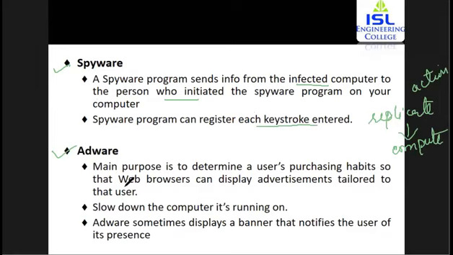Whereas adware programs identify the user's purchasing habits. Normally, when you search for a particular item on Amazon or a normal Google search, every time you browse you get pop-up ads that show you the things that you have searched. This is a type of adware that shows you pop-up advertisements whenever you're online. Adware can also be used to slow down the computer as it is running, and sometimes displays a banner that notifies the user of its presence, like pop-up advertisements.